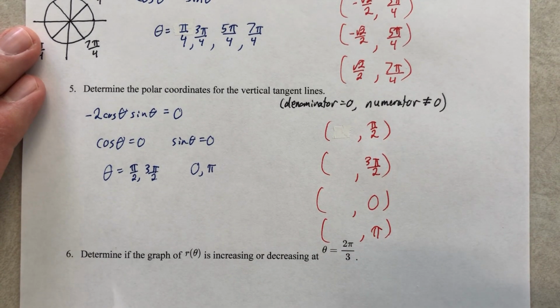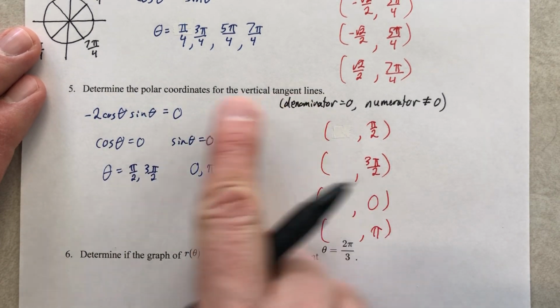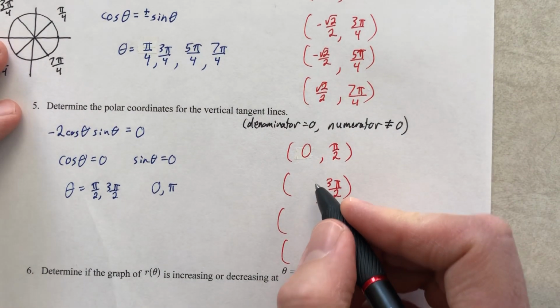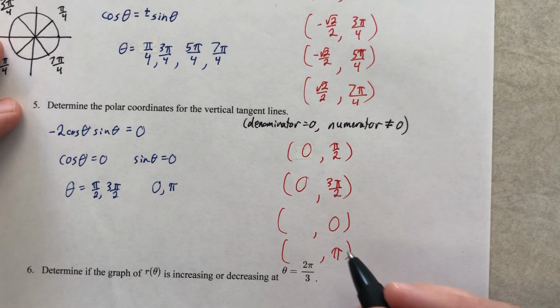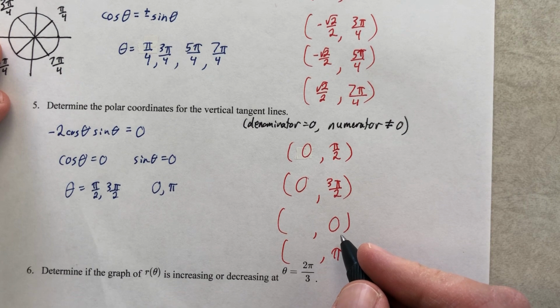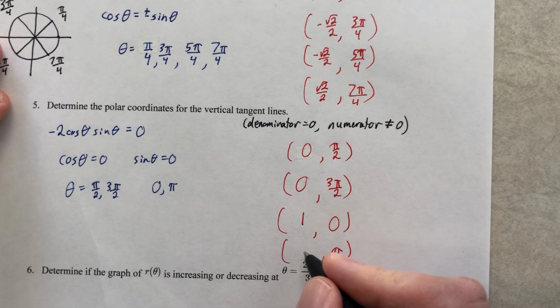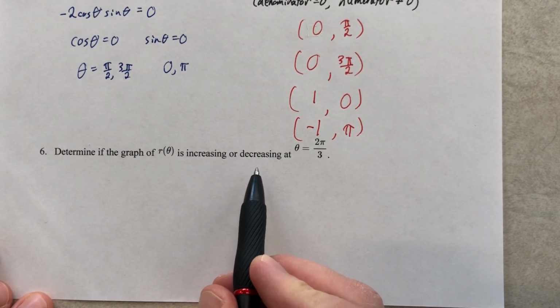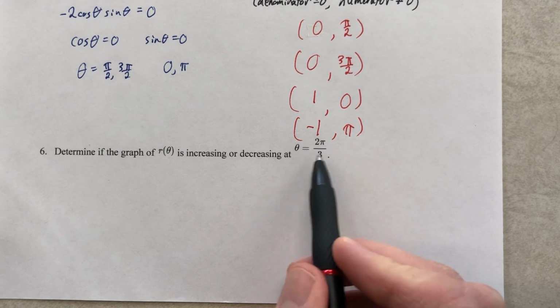And where are we going to plug them in? Determine the polar coordinates for the vertical tangent line, polar coordinates of that function. So cosine of pi over 2 is 0. Cosine of 3 pi over 2 is 0. Cosine of 0 is 1. Cosine of pi is -1. All right, last one. Determine if the graph of r of theta is increasing or decreasing at that value.